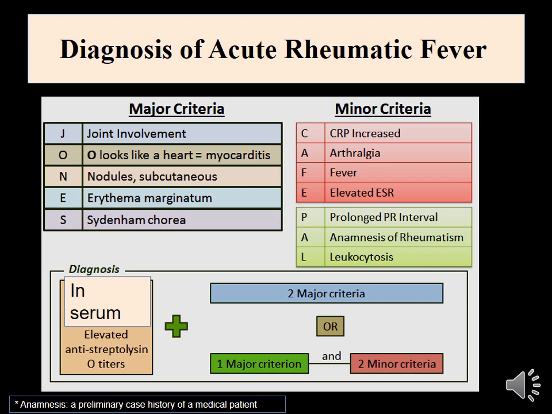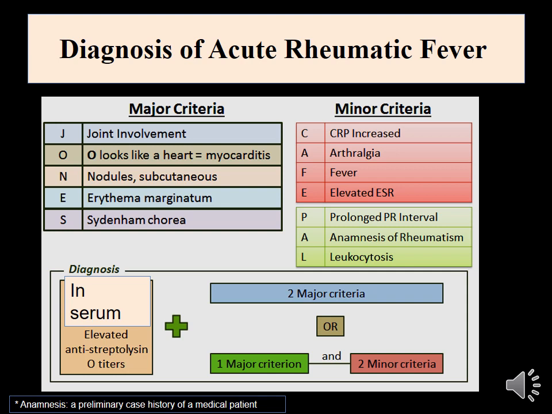So Jones here refers to joint involvement by arthritis, and O looks like a heart, so this represents myocarditis or carditis. N stands for subcutaneous nodules. E is for erythema marginatum, which is the characteristic skin rash of acute rheumatic fever. And the S stands for Sydenham chorea, the CNS involvement.